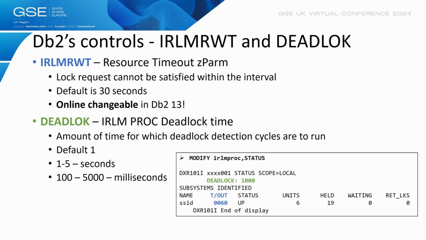The other parm is deadlock, and that's the parameter of the IRLM procedure, which is the deadlock detection time. So after this period of time, IRLM will check if there is any deadlock, and the default is 1 second, I believe. If you issue this command, modify RLM proc status, you will see both of the values. In my case, you see I have deadlock equal to 1000. This is in milliseconds, so it's 1 second, and the timeout is 60 in my case, so 60 seconds.